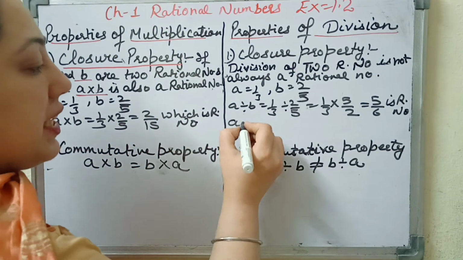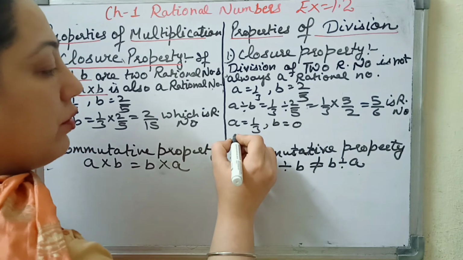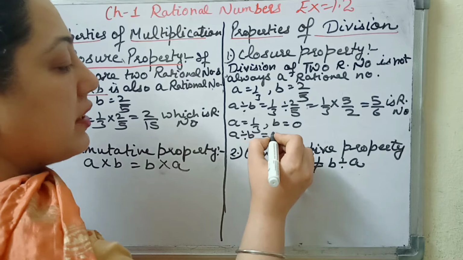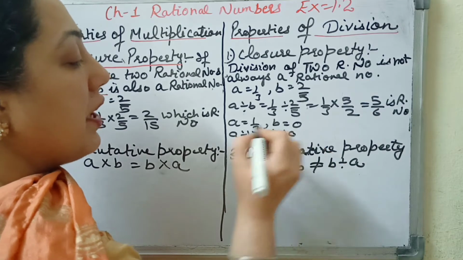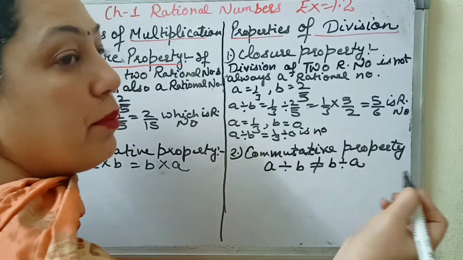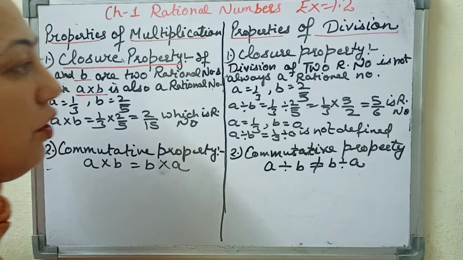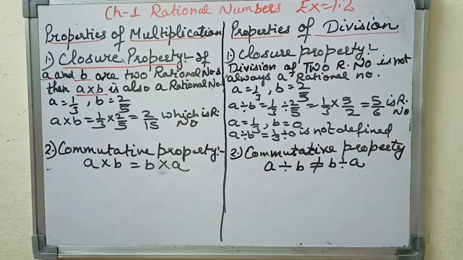But if I take A as 1 over 3 and B as 0, now A divided by B is what? 1 over 3 divided by 0. When I divide by 0, it is not defined because we cannot divide any number by 0. It is not defined. So the closure property does not hold in case of division.